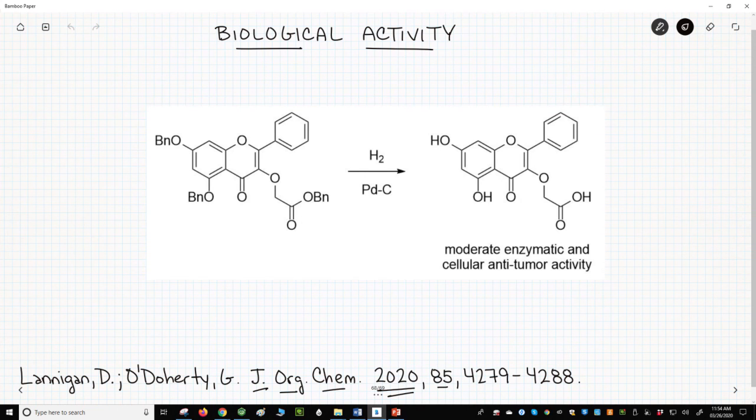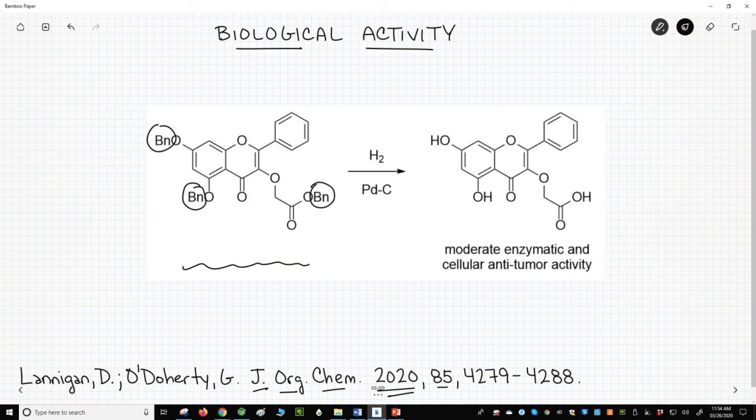The O'Doherty group made the previous molecule and structures like it and removed the 3 benzyl groups through hydrogenolysis. The final products were tested by the Lannigan group and showed moderate activity against both an enzyme associated with certain forms of cancer and a tumor cell line.